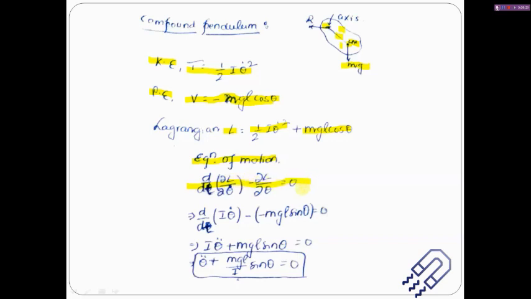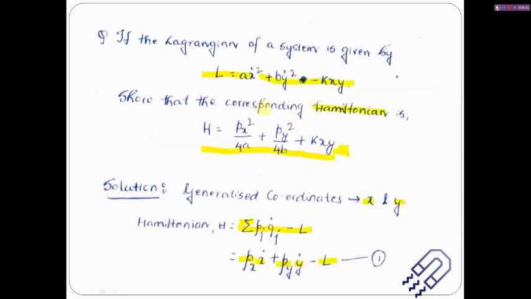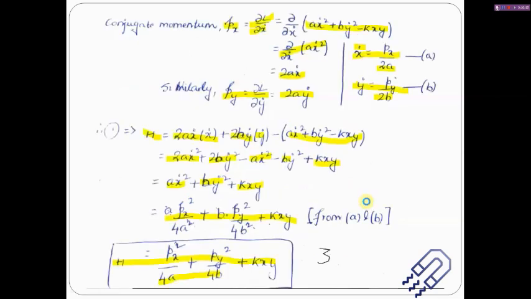In this case, we have only one generalized coordinate, that is theta, so we have only one equation. In case there are more, like the previous case, you might have two equations. If you have x and y as the generalized coordinates, the equations may be written in the form d/dt of del L del x dot minus del L del x is equal to 0, and d/dt of del L del y dot minus del L del y is equal to 0. So it all depends on how many generalized coordinates you have.